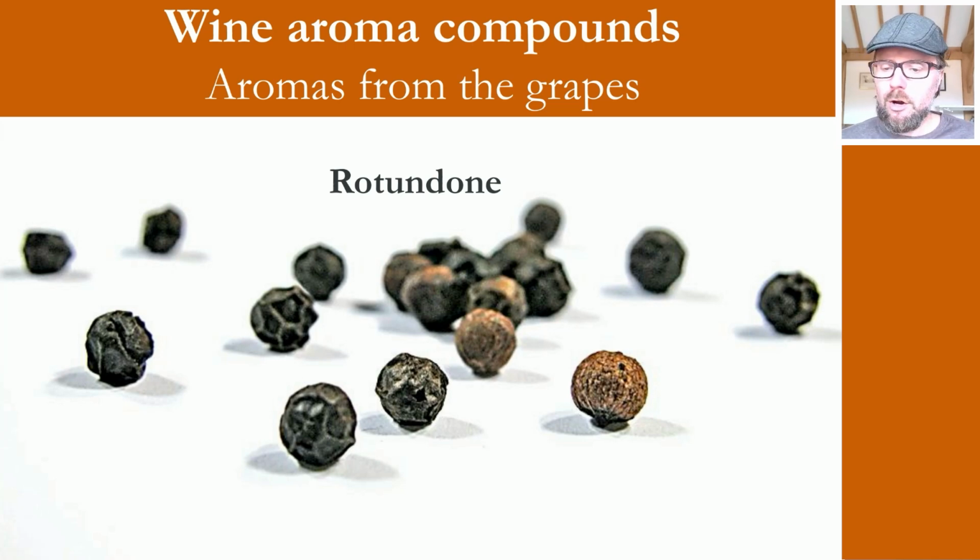Rotundone originates on the grape skins, and in fact, it's one of the few aromatic compounds which can be found directly both in the grapes and in the resulting wine. It's a compound I'm very keen on in wine. I love Grüner Veltliner, and I'm very much obsessed with Syrah or Shiraz as well from cooler areas.